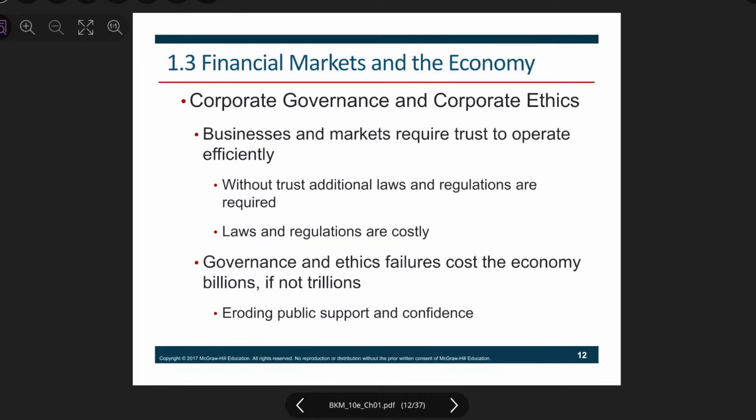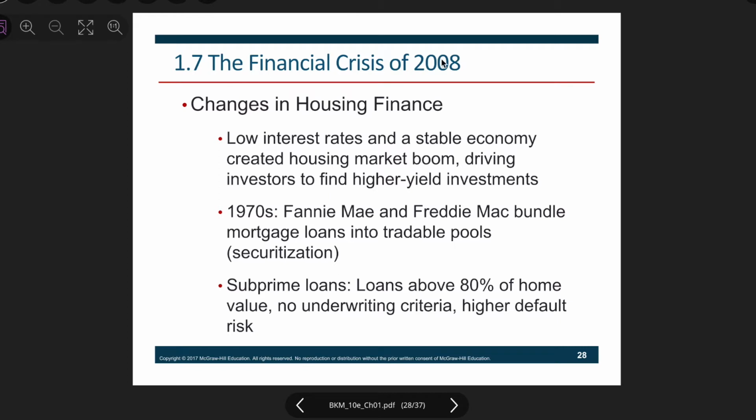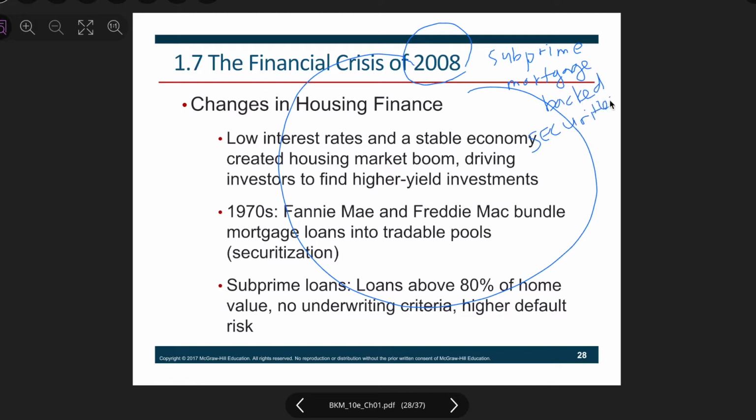One second, I'm still searching for the page. Okay, so the financial crisis of 2008. What was the problem with this? The financial crisis of 2008 originated from subprime mortgage-backed securities, right? It caused systemic risk of the shutdown or the failure of the whole market, right?